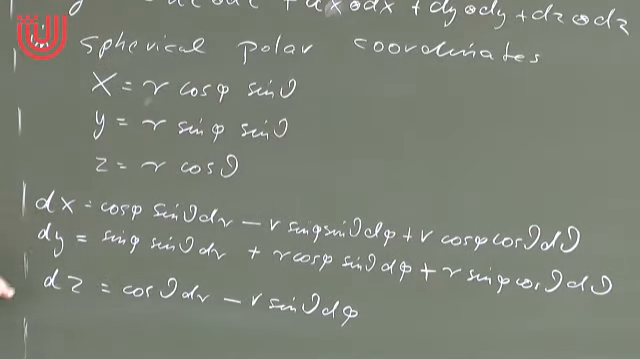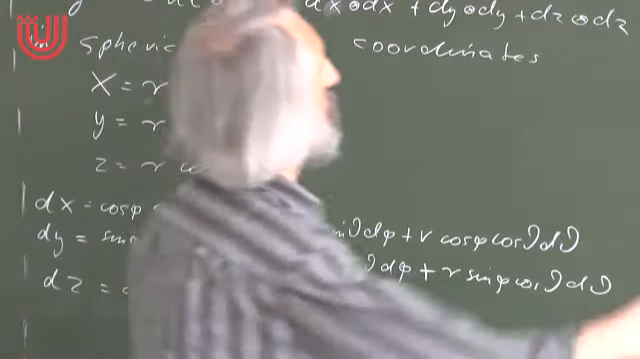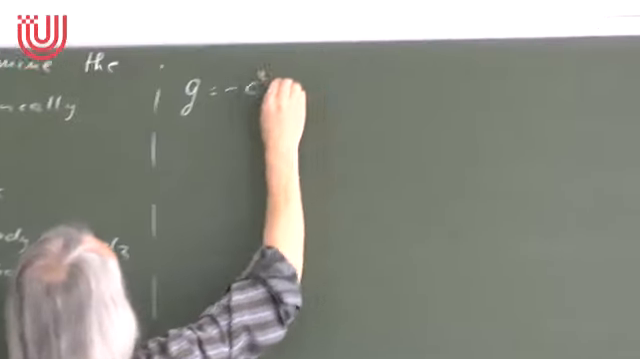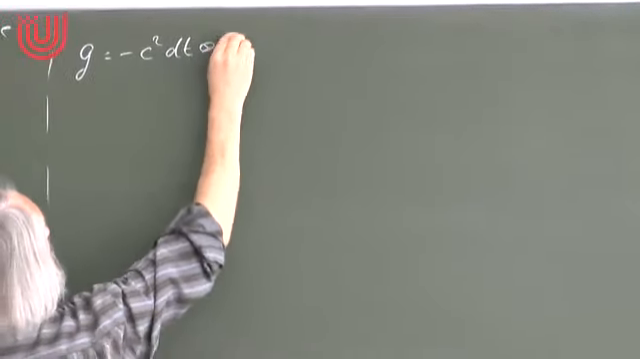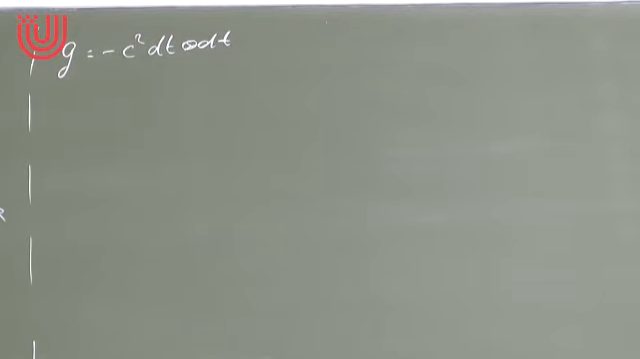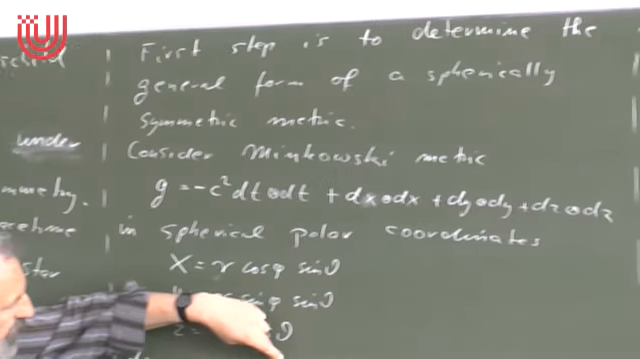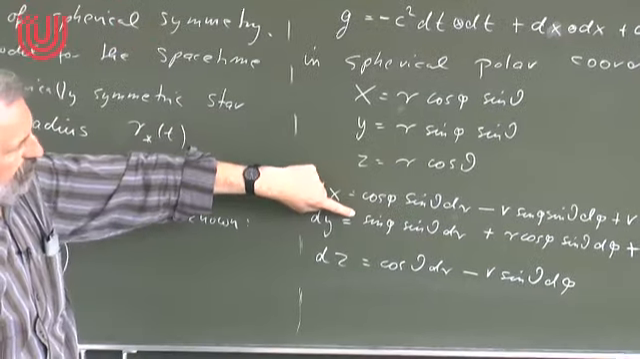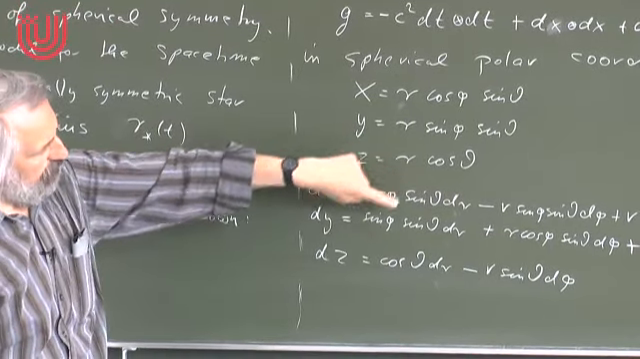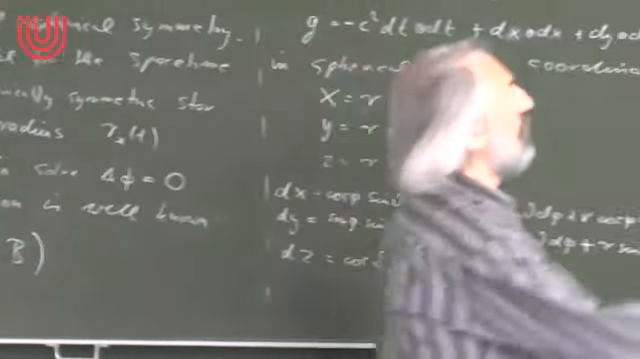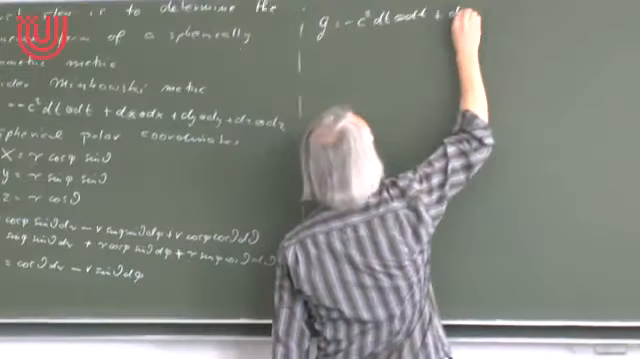And now I can insert these three expressions for dx, dy, and dz here. And what I get is the following. The first term is not affected. If I square each of these terms, in the sense that I take the tensor product with itself, then I get the squares of these three things added together. Here you see I get cosine squared plus sine squared, which gives a 1, and sine squared plus cosine squared gives also a 1. So there's just dr squared left from these terms.